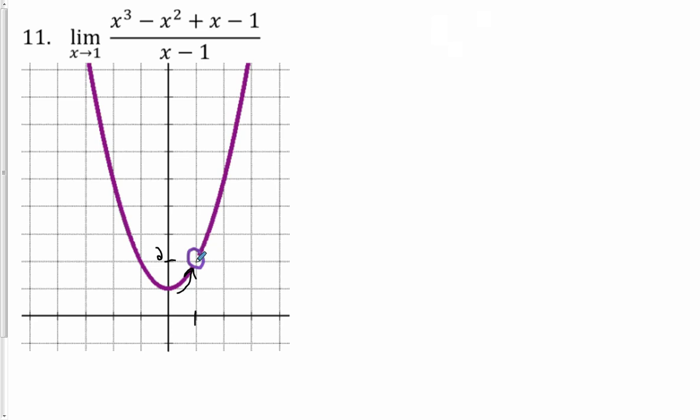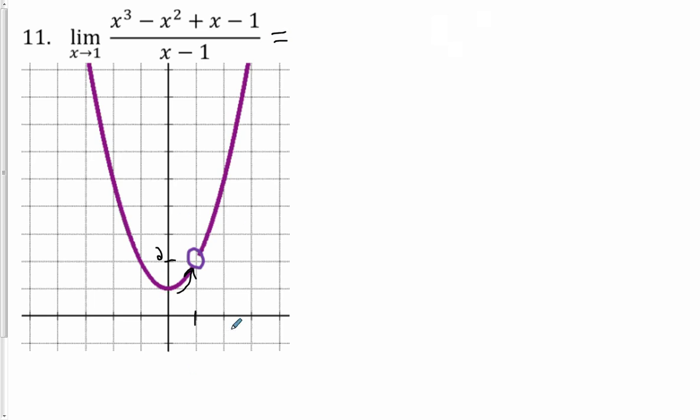Now, y cannot equal 2 at this point, because at 1, you'll notice 1 minus 1 would give us a divide by 0. But that doesn't matter. As long as both the left side and the right side match which point they're approaching, the limit will still exist and be that value.